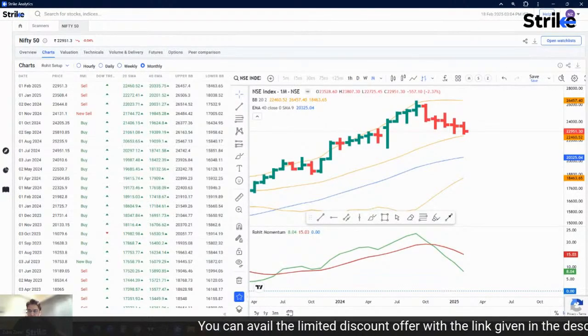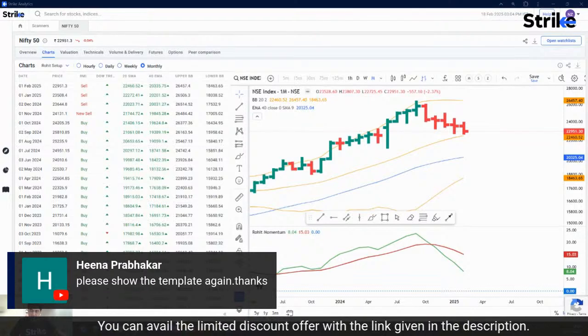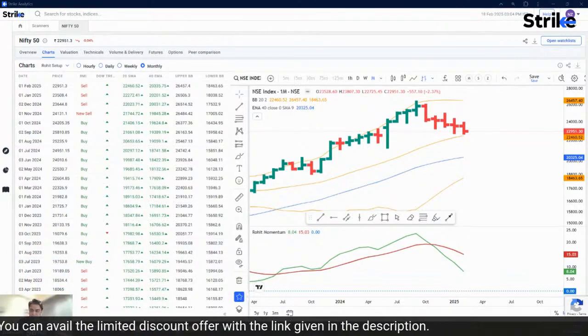Please show the template again. Okay, Hina ji, I'll show you the template again.